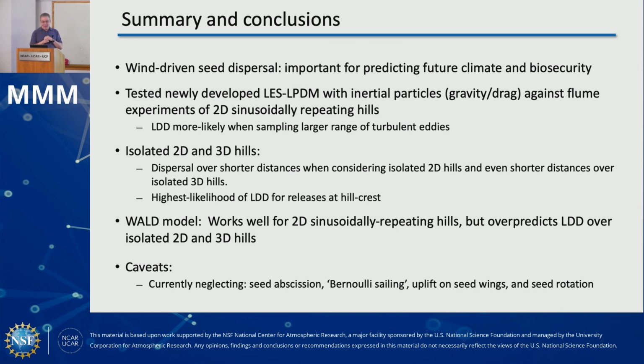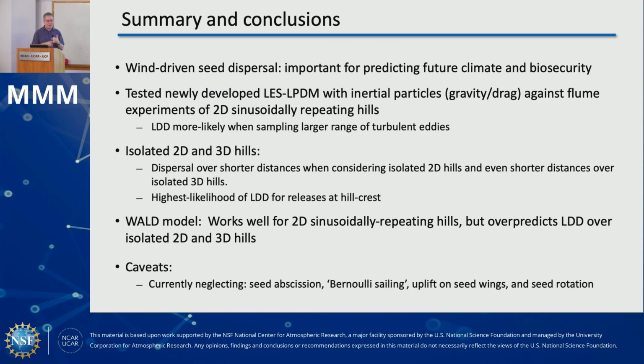And that for isolated hills, the dispersal is over shorter distances in general compared to that over 2D hills that are sinusoidally repeating, and that it's even shorter distances if it's a 3D hill. And that the walled model works pretty well for sinusoidally repeating hills, but that it overpredicts things for isolated and 3D hills.